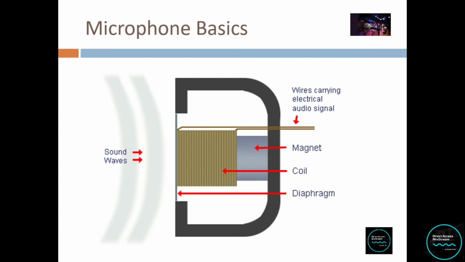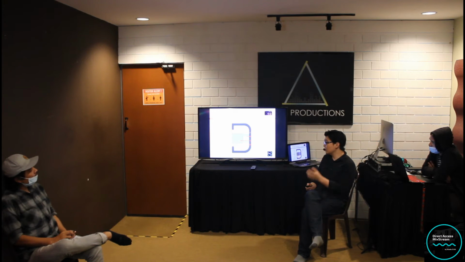So here's a diagram of how the dynamic microphone works, the principle. The sound waves hit the diaphragm, and then you will be able to see the coil, the moving coil, which is connected. So when the sound waves hit it, it moves back and forth to a permanently fixed magnet. So electromagnetic induction is that principle: when you move a coil through a magnetic field, you create a current.